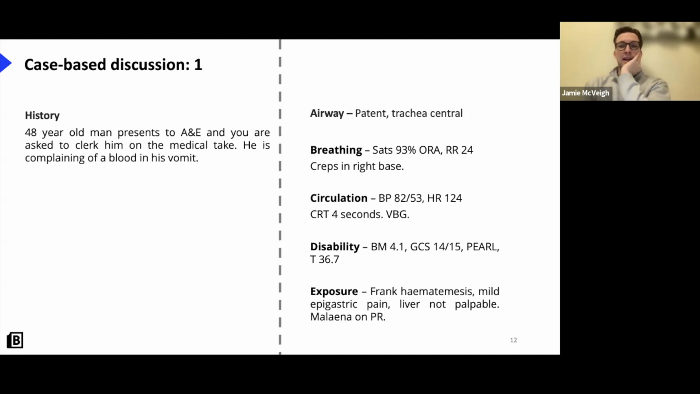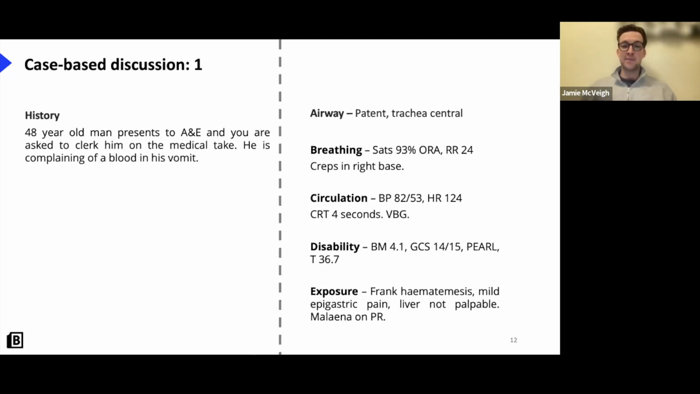So the fluids are going in, and while that happens, you continue your management and look at D, and you find that he's a bit confused, but other than that not a lot else, okay? So then exposure, and you go on to examine him and take a bit more of a history, okay? And you find out that he's had a few episodes of frank haematemesis. He says he's lost a lot of blood, and it's been quite scary.